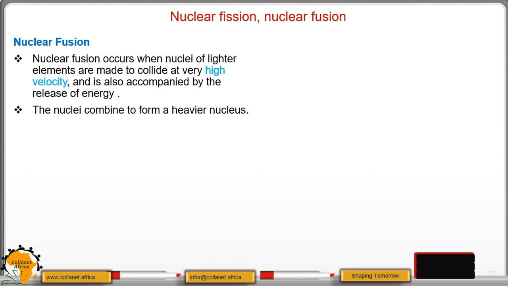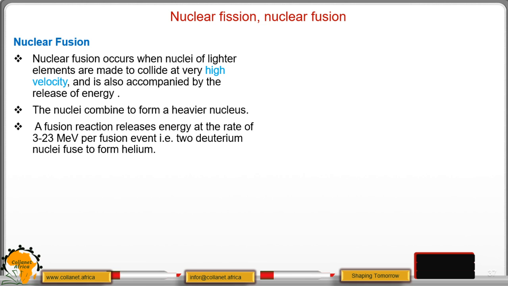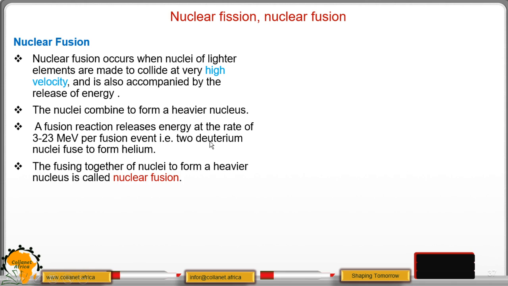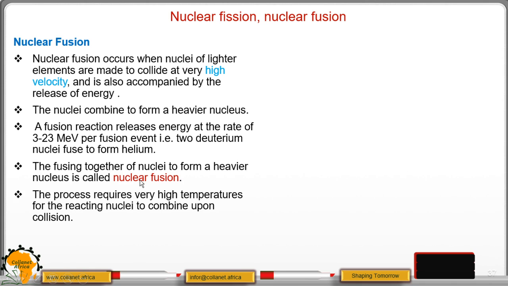Now in this one, the fusion reaction releases energy, and this energy is very high. Actually, it is at the rate of 3 to 23 mega electron volts per fusion. For instance, we can have a fusion of two deuterium nuclei that form helium. These are isotopes of hydrogen. The fusing together of nuclei to form a heavier nucleus is what we call nuclear fusion.